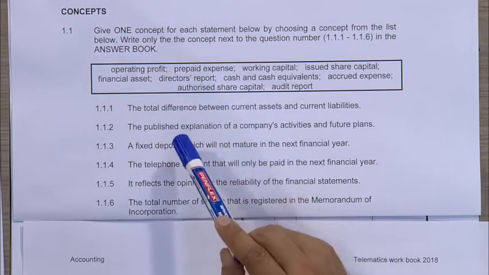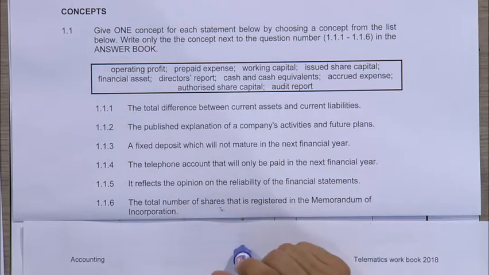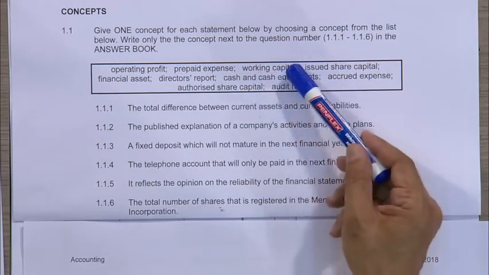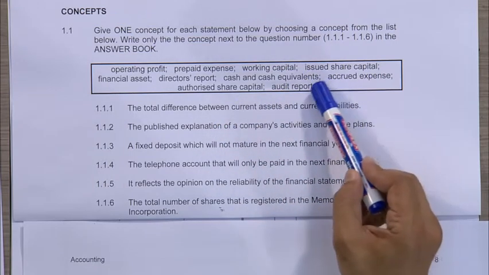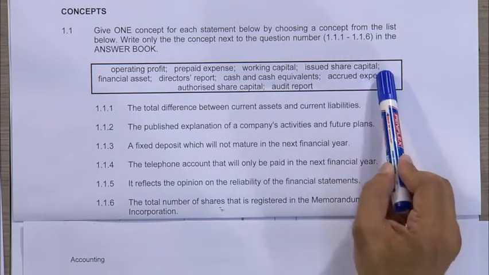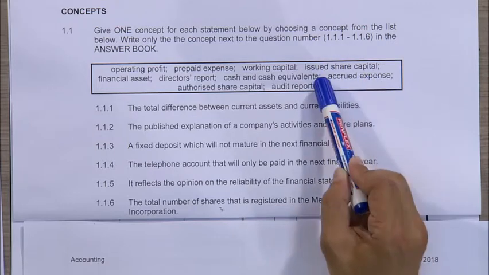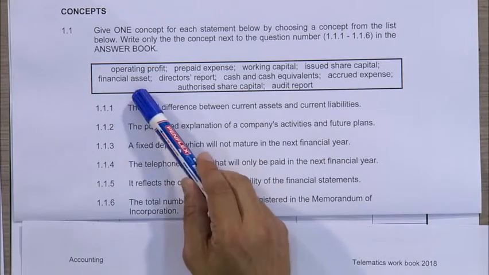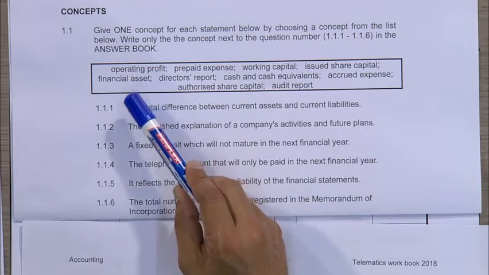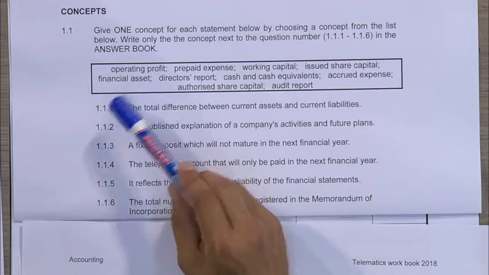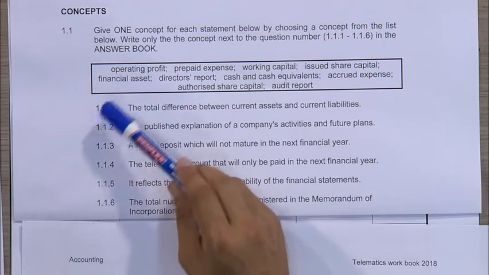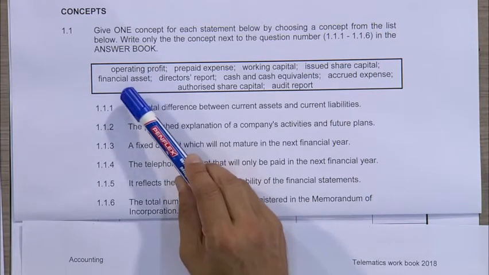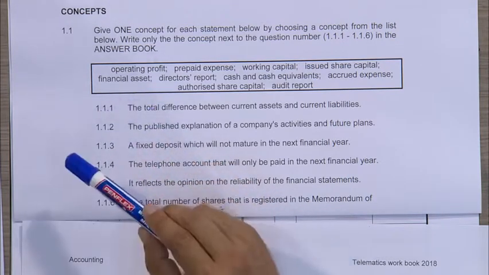You have prepaid expenses, that will be with adjustments. There's working capital, something that you were exposed to last year. Then for this year, it's issued share capital. That will be the capital account, or you call it now the ordinary share capital. Then you have financial asset. A financial asset is just an example of a fixed deposit. So non-current assets will be together with your fixed assets and your financial assets.